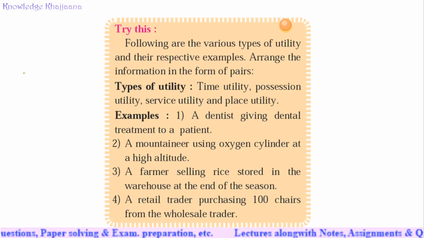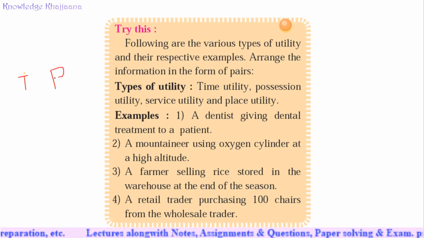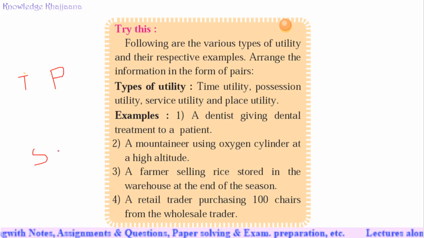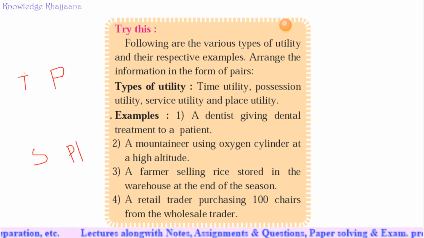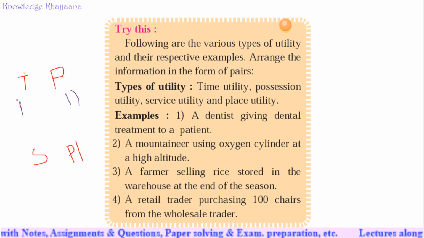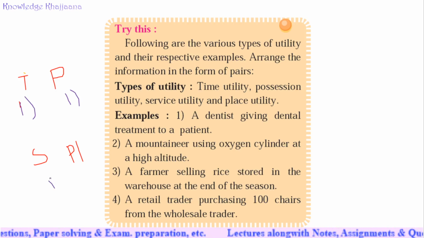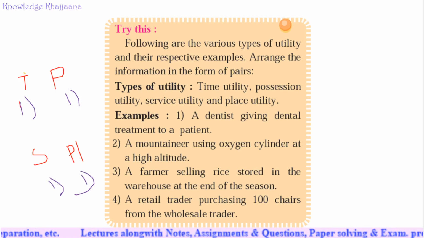Make the columns like this: time utility, then possession utility, then service utility and place utility. Select the proper example and arrange it in the appropriate type. This is the homework for you.